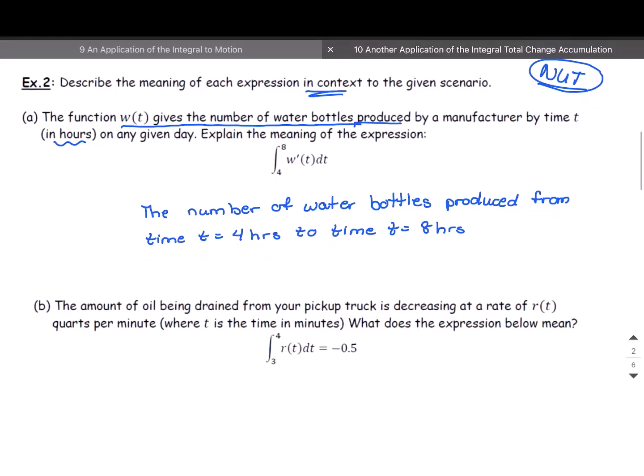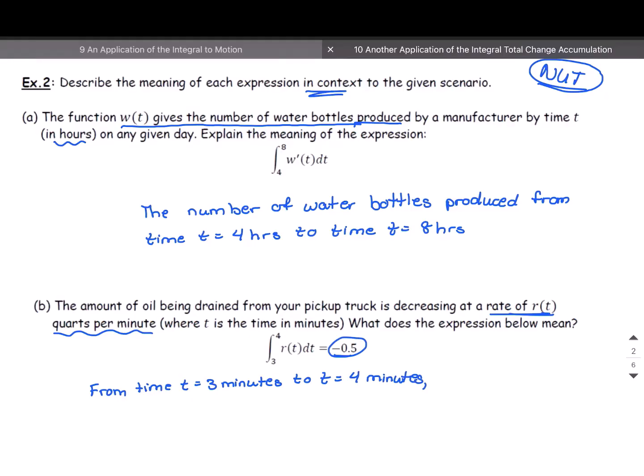Next one, the amount of oil being drained from your pickup truck, that's not good, is decreasing at a rate, R of t, quarts per minute, where t is the time in minutes. What does the expression below mean? So again, this is the integral from 3 to 4 of a rate or a derivative R of t dt. So that's a change in what there was. So when did this happen? From time t equals 3 minutes to t equals 4 minutes.